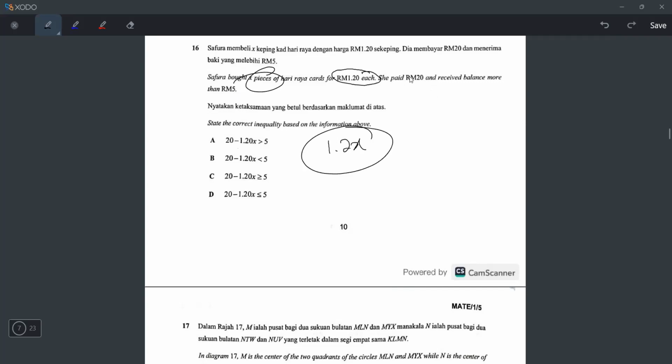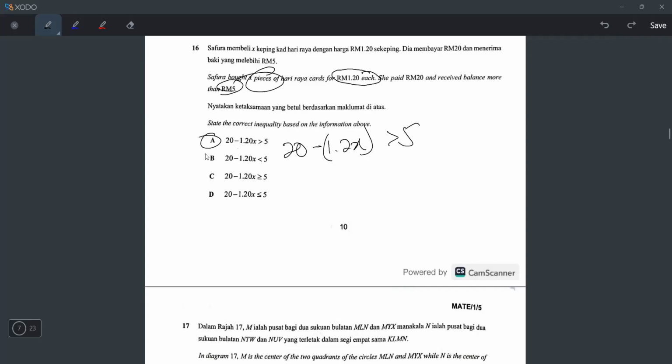But then they say what? She paid 20 ringgit and received a balance of more than 5. Means after she paid at the counter, she has to pay this amount, right? But she doesn't have small change, and she paid 20 ringgit. Then the cashier gave back the balance, and the balance is more than 5. So we can say that 20 minus the actual price should be more than 5. State the correct inequality based on the information above. This one. So the answer is A, right?